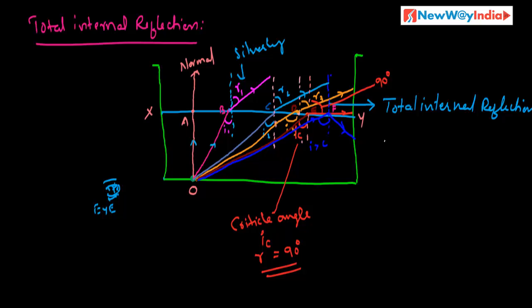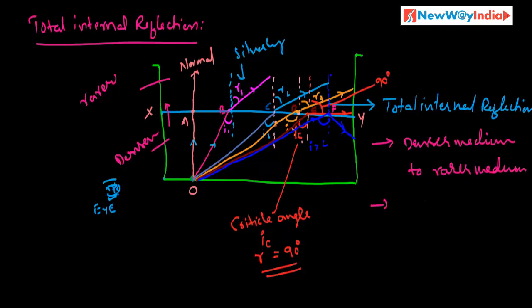What are the conditions of total internal reflection? First, the ray must travel from a denser medium to a rarer medium. Say this is the denser medium, water, and this is the rarer medium, air. The light ray must travel from the denser medium to the rarer medium, and the angle of incidence must be greater than the critical angle. Then total internal reflection happens.